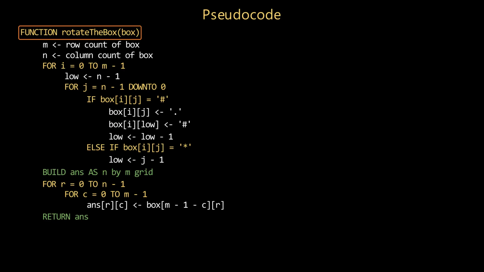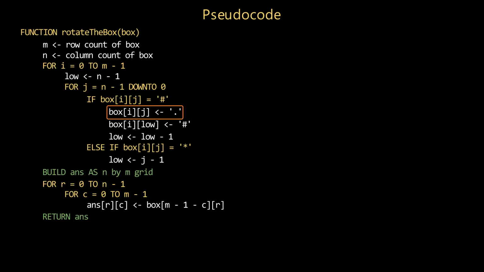Main routine: pack stones to the right within each row, then write the clockwise rotated grid. M is the number of rows in the input box. N is the number of columns in each row. The outer loop visits every row for the rightward slide. Low starts at the rightmost column as the next landing slot for a stone. J scans the current row from right to left. If this cell holds a stone, we relocate it toward the right wall.